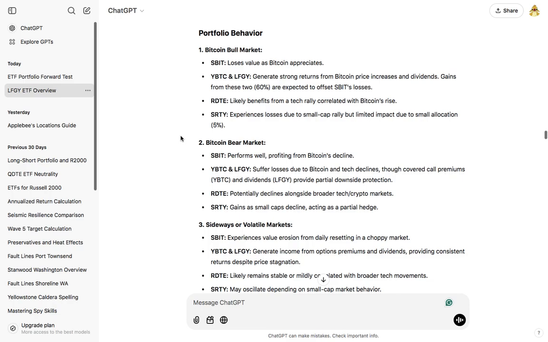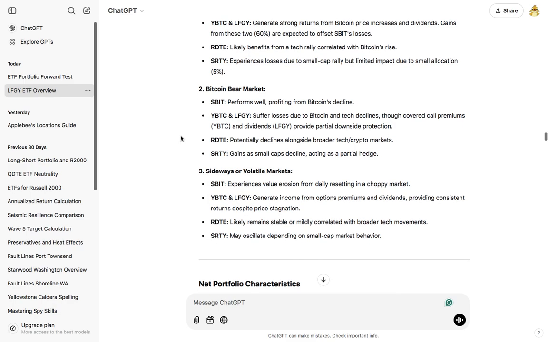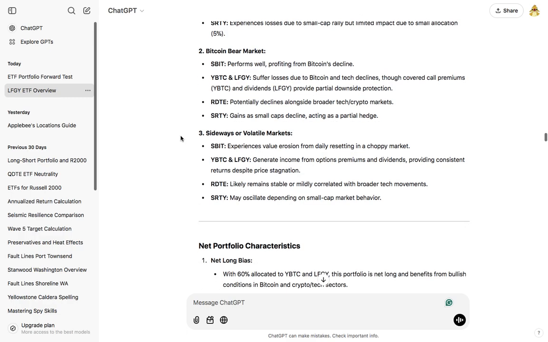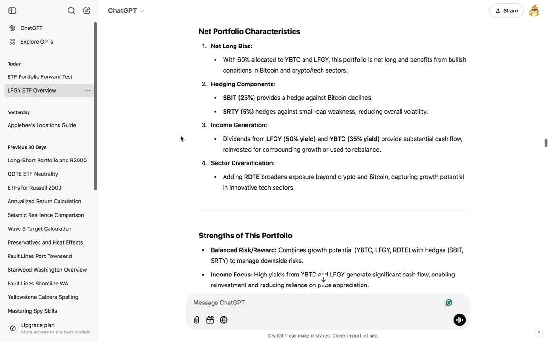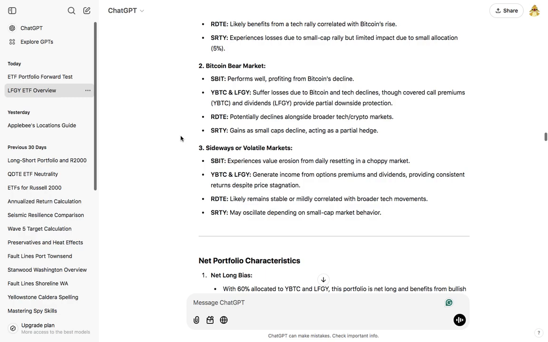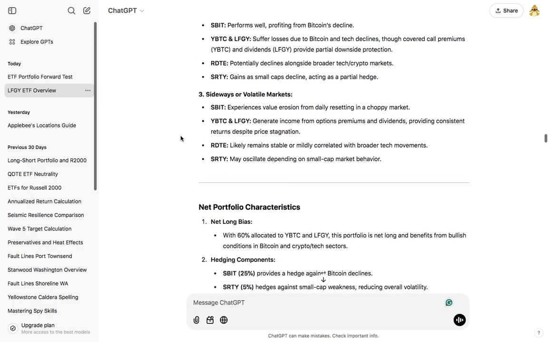SBIT was going to lose value. YBTC and LFGY were going to rise rather significantly. And then for a bear market, the opposite was going to happen. And then for a sideways market, it was saying that SBIT was going to have NAV erosion, but YBTC and LFGY were going to generate lots of income. And basically that was going to be the same thing for RDTE and SRTY. The leveraged ETFs were going to have decay, but overall the premiums coming in were probably going to outpace that.